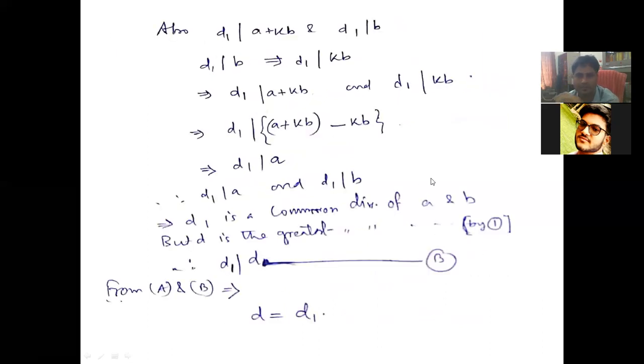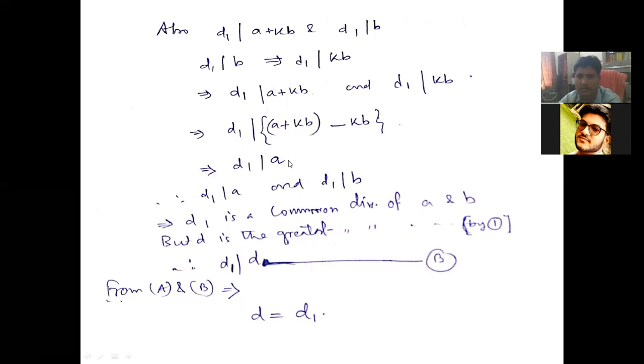Similarly, d1 divides a plus kb and d1 divides b. d1 divides b implies d1 divides kb. So d1 divides a plus kb, which is given, and from d1 divides b we calculated d1 divides kb. Now combining these two, d1 divides a plus kb minus kb also. This quantity minus this quantity, d1 divides their difference also.